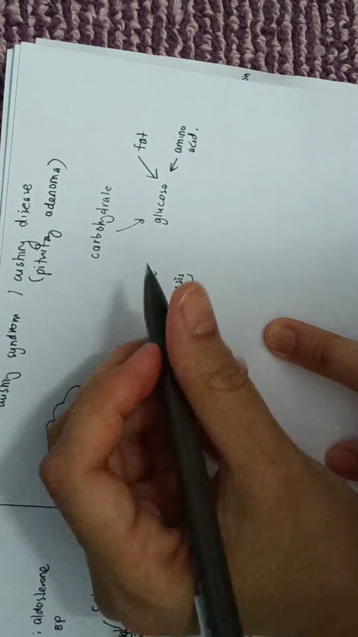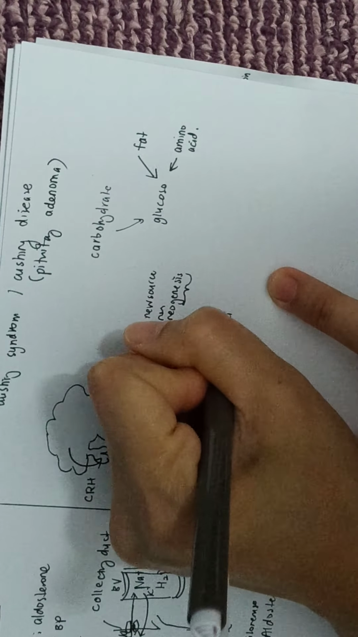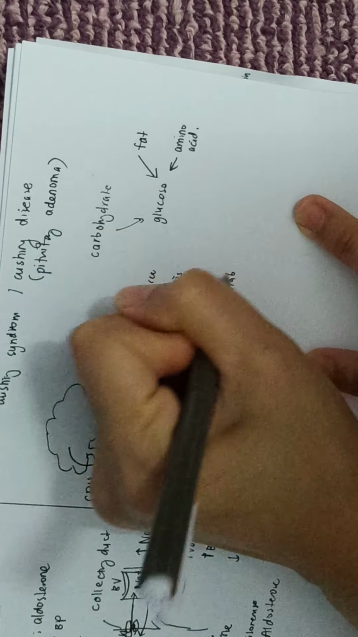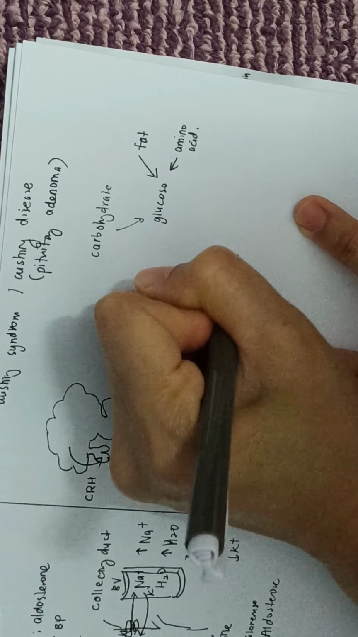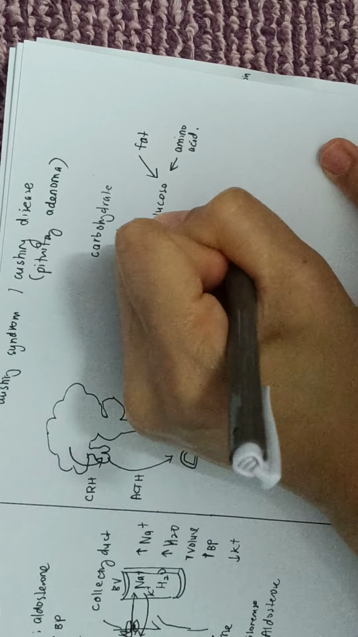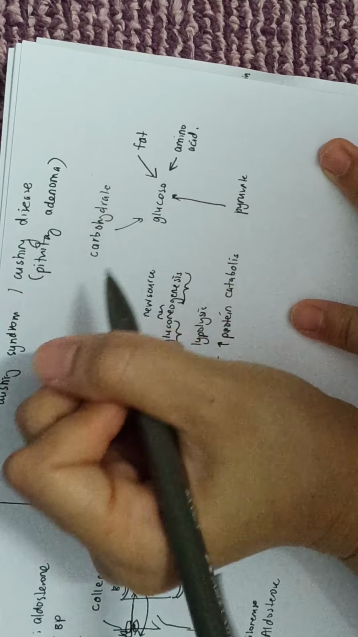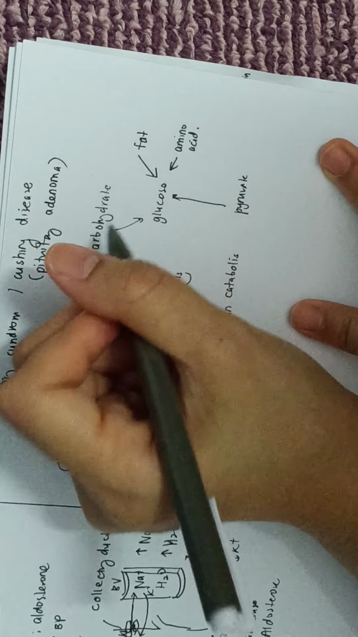There will be increase in the protein breakdown, or catabolism, of amino acids, so that all of this can produce what we call pyruvate, and pyruvate can get into the cycle of gluconeogenesis to become glucose again.